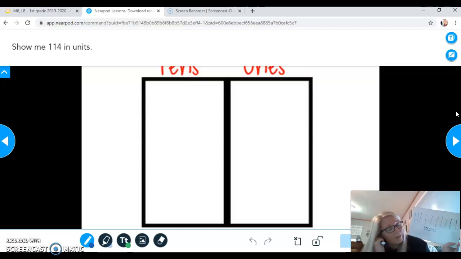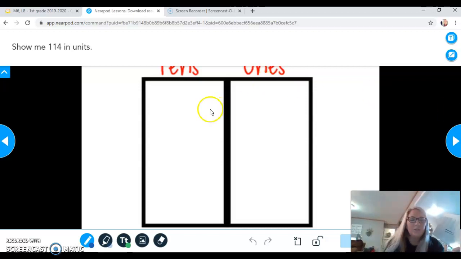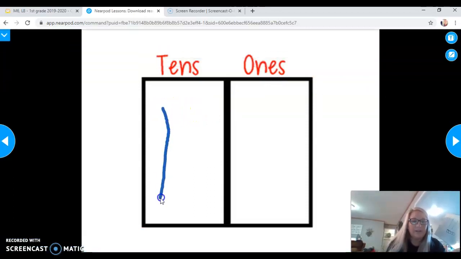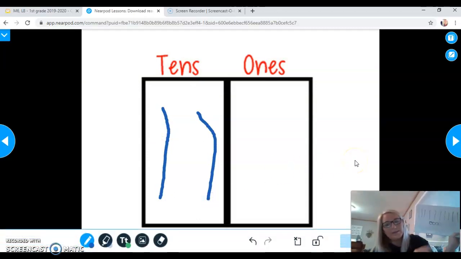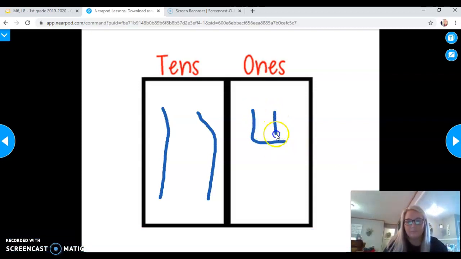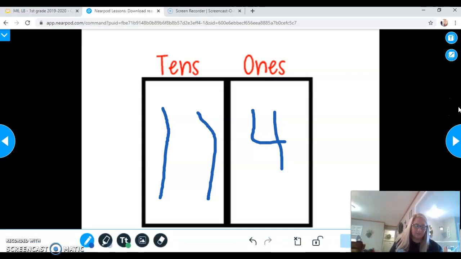So now I'm going to go back. In order to put the correct amount of units, I'm going to count my quick tens. 1, 2, 3, 4, 5, 6, 7, 8, 9, 10, 11. So I'm going to put the number 11 in my box. And I have 1, 2, 3, 4 ones. So there is 114 in units.